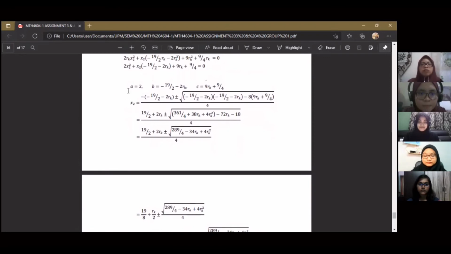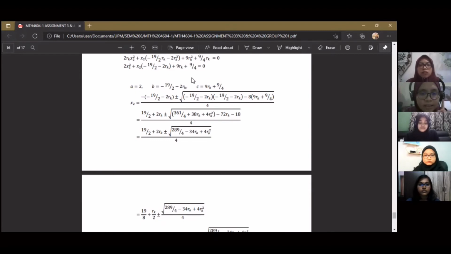For the next part, as we have already arranged it in terms of x2, to get x2 we use the quadratic formula, where A is 2 and B is negative 19 over 2 minus 2RK. For C, it is 9RK plus 9 over 4. And then we substitute into the quadratic formula. This is for the B part.